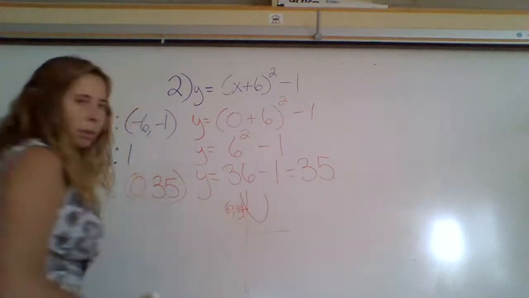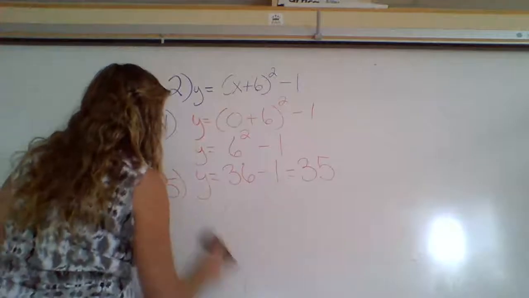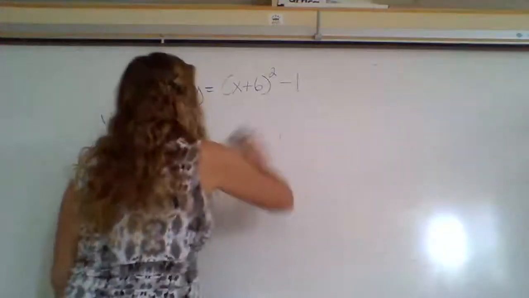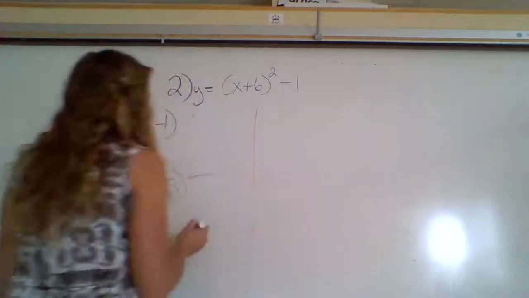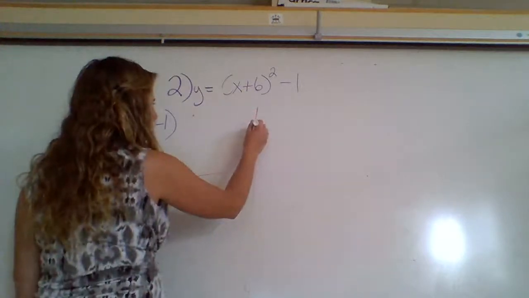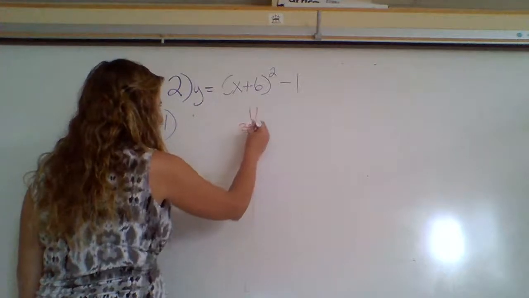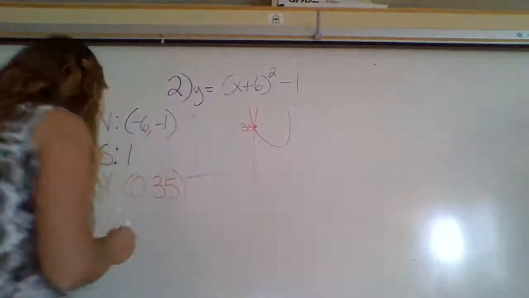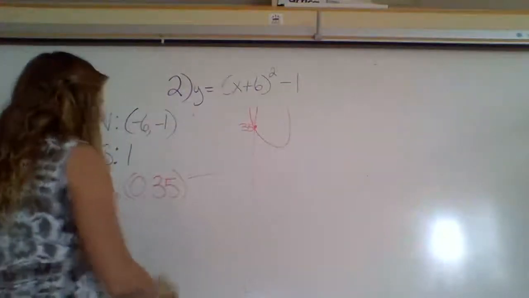That's what that means. Oh, that's really sloppy. If I'm going to draw it, I should actually draw it. Hold on. Okay, so your y-intercept is (0, 35). That means your graph intersects the y-axis at 35. Just in case anyone needed clarification on that.